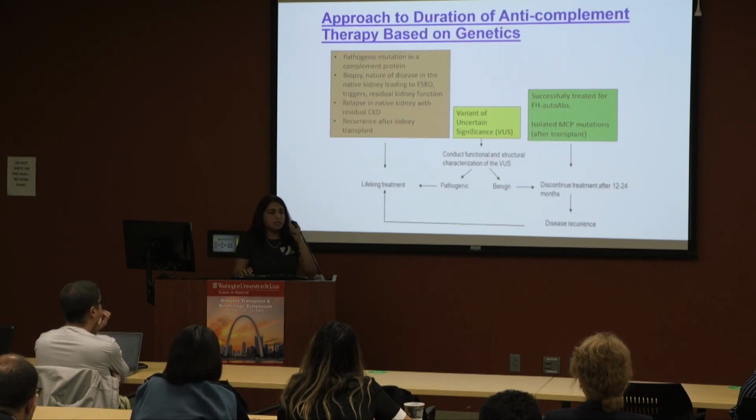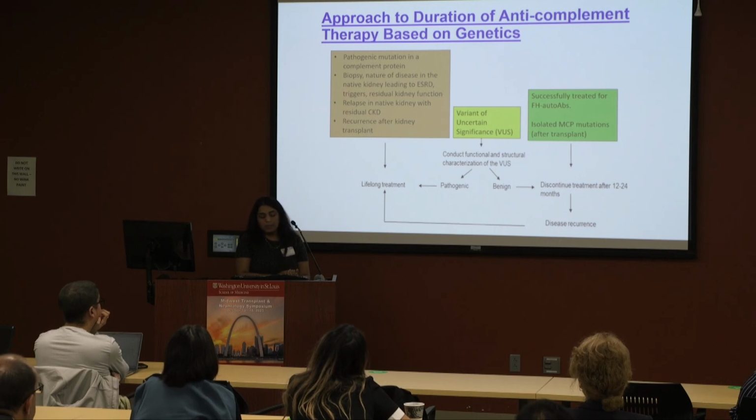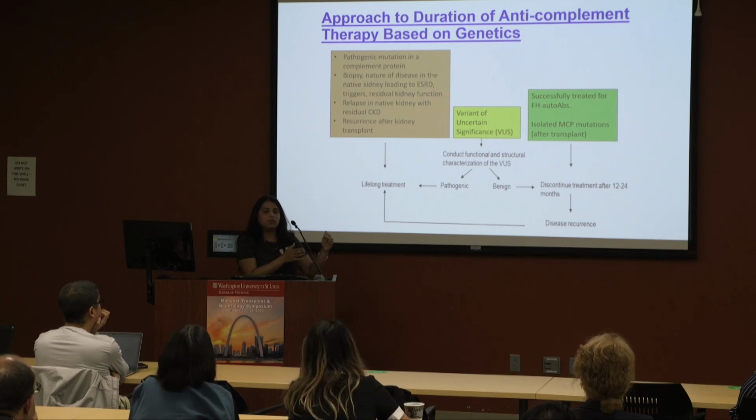And we use this information, the genetic information, then to define treatment for our patients. Again, this is something that I've put together for our practice here, and it's been published in a couple of my reviews. And this really helps stratify who you're going to treat for how long. And so on the left is the group of patients where we would keep them on anti-complement therapy probably for much longer and maybe lifelong in some patients.